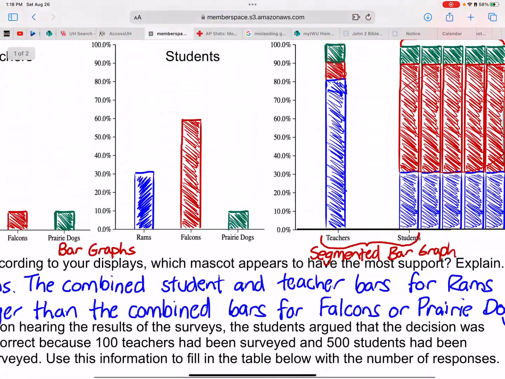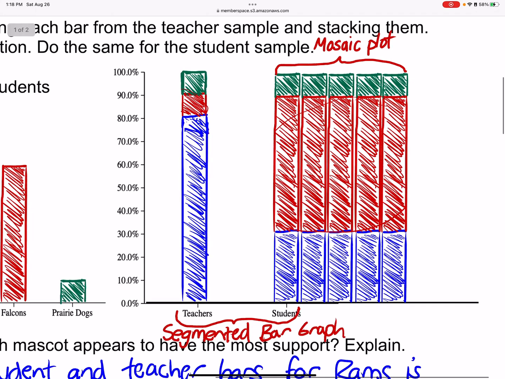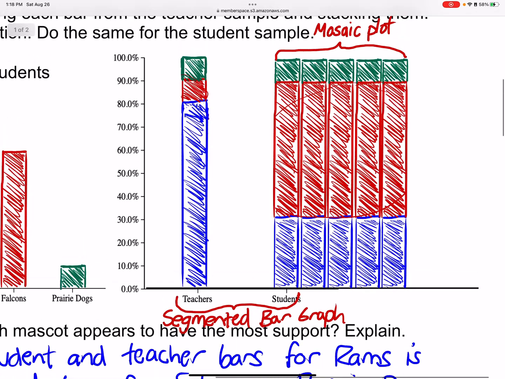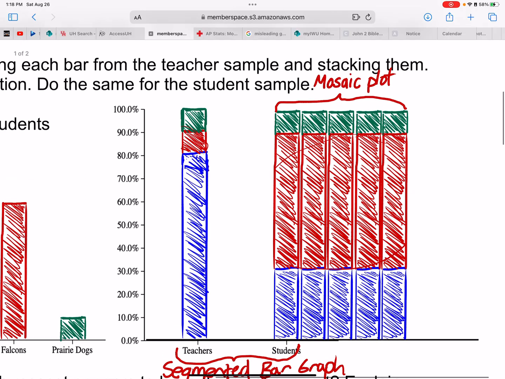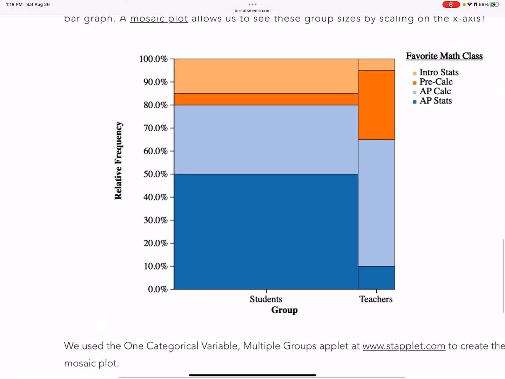So what I did here, which you might have caught a glimpse of, is a mosaic plot. The reason I have students as 5 bars is because I had 5 times the students than I had teachers. Now in a mosaic plot, you don't typically have them completely apart this way. You actually have them smacked together. I'm going to show you. So this would be like a mosaic plot, with the students and the teachers together.